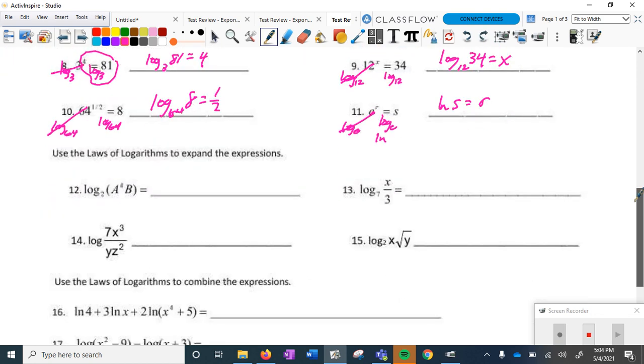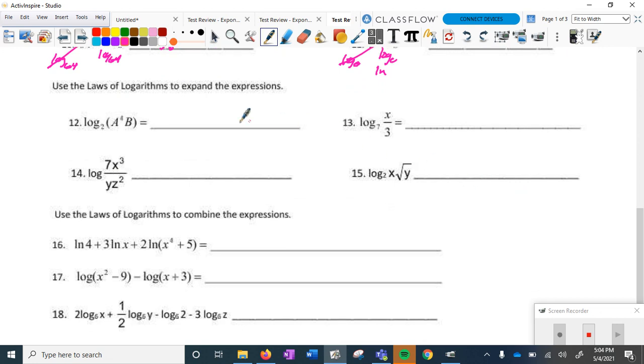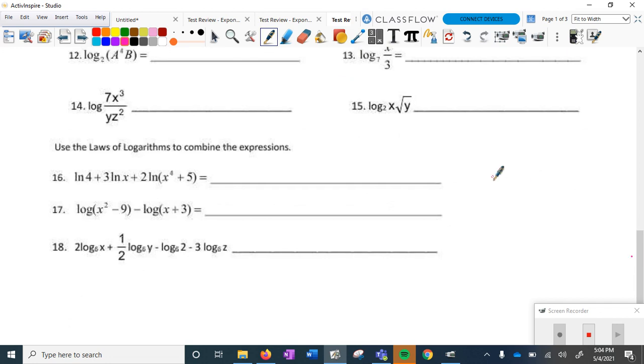All right, now we use our laws of logs to expand and then to condense. So real quick recap. Let me put my laws right here. My laws of logs. The first law says that if you are multiplying logs, then you can expand that to addition, where everything gets its own log.